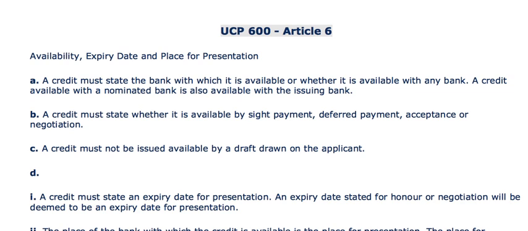And again, a credit must state whether it is a sight payment, deferred payment, or payable on acceptance or negotiation. All these things should be there.